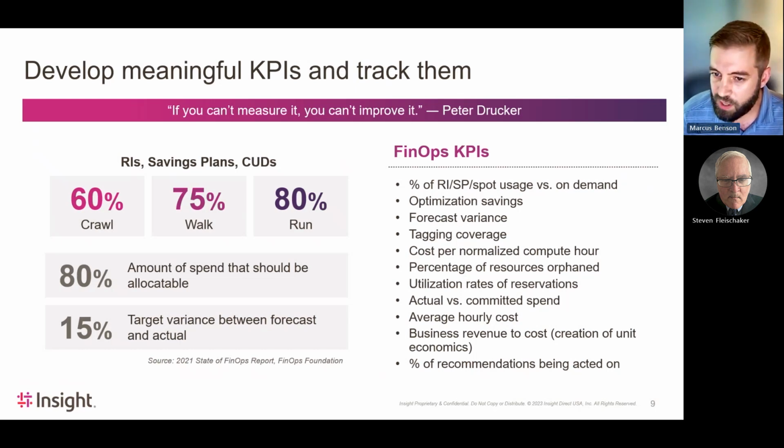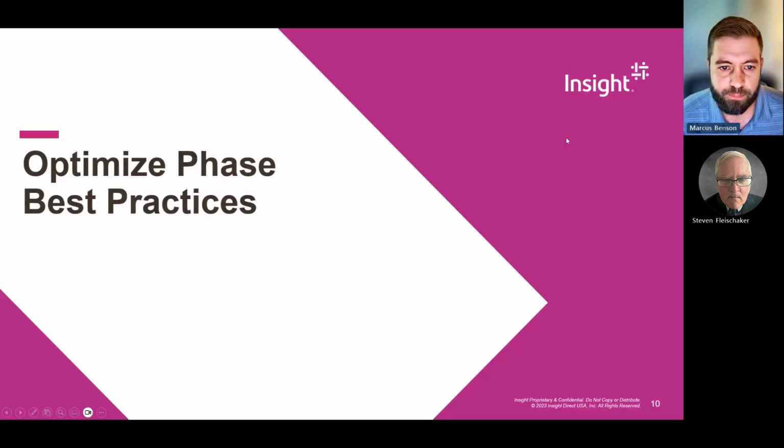Other more common KPIs are things like forecast variance versus actuals, tagging coverage or allocatable cost coverage, utilization rates of reservations, percentage of resources orphaned, average hourly cost, cost per normalized compute hour. These are all different KPIs that can really tell different stories as it relates to your spending.